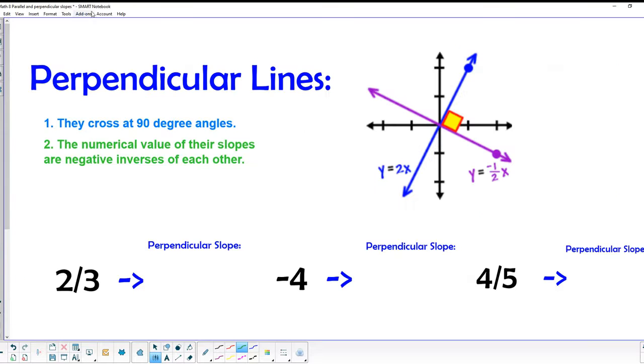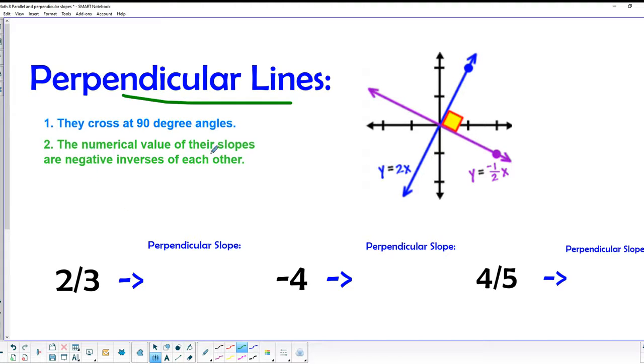All right. So now let's talk about perpendicular lines. Perpendicular lines do not have the same slope. In fact, they cross each other at 90-degree angles. So their intersection creates four 90-degree angles like this. And so it turns out that there's two very characteristic things about these slopes if they're perpendicular.